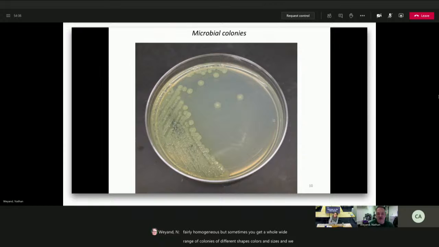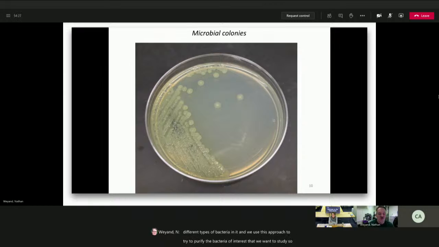And we use this streaking technique to help isolate the bacteria we're interested in studying from a mixed sample. So a throat swab could have hundreds to thousands of different types of bacteria in it, and we use this approach to try to purify the bacteria of interest that we want to study.